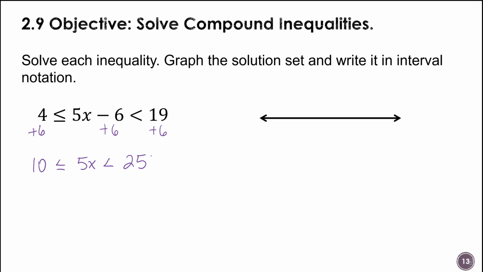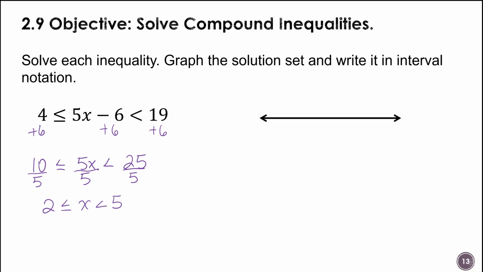Then we're going to divide everything by 5 because the term in the middle is 5x and we want it to just be x, 1x. So we divide by 5. And we get this compound inequality. Right? X is greater than or equal to 2 and x is less than 5.